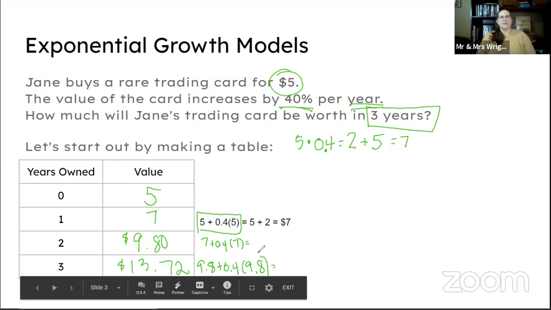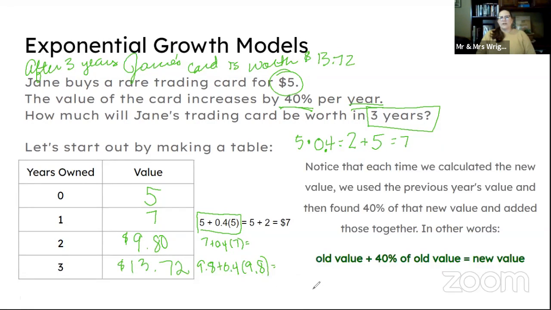$13.72. So after 3 years, Jane's card will be worth $13.72. After 3 years, Jane's card is worth $13.72. All right, so we answered the question, but there's some things we need to notice in here.